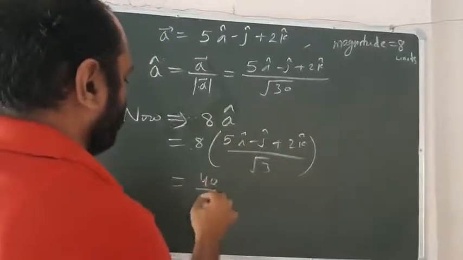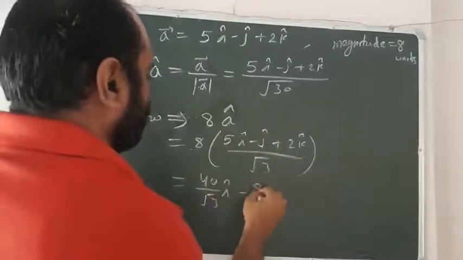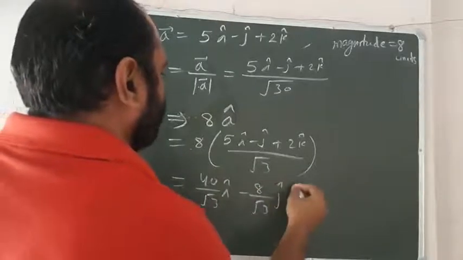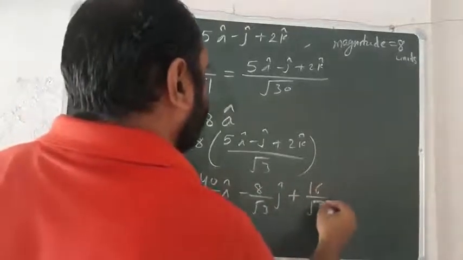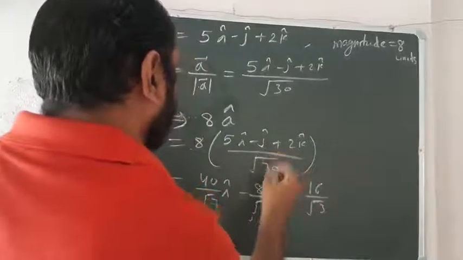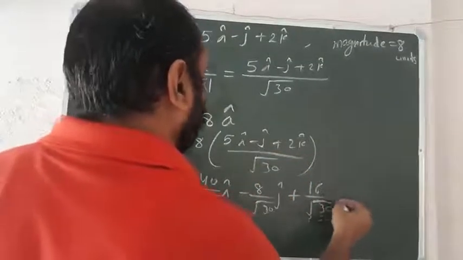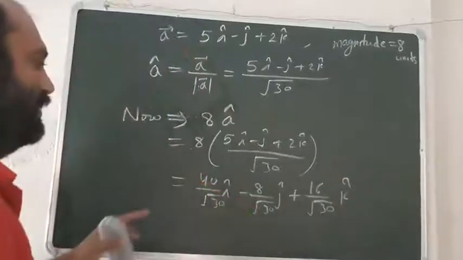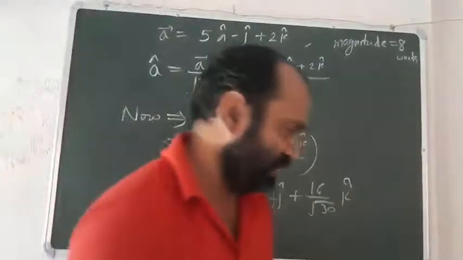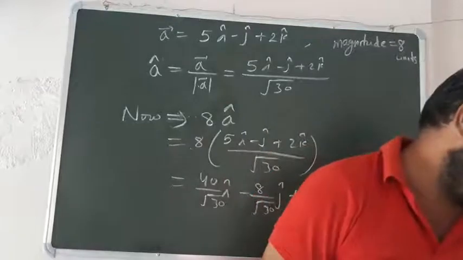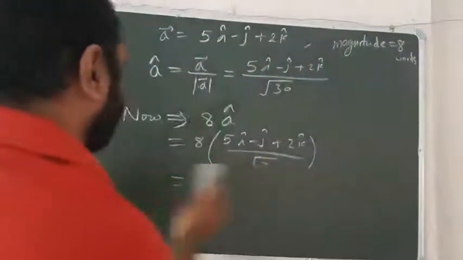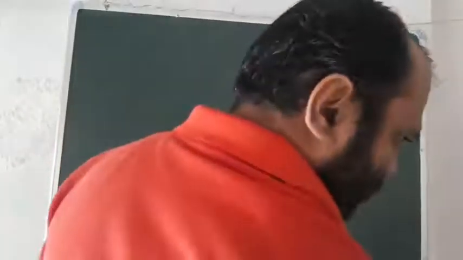So this is the right answer, that is 40 upon root 30 i cap minus 8 upon root 30 j cap plus 16 over root 30 k cap. Sorry, root 30, it is not 3, it is root 30. So this is your right answer for this question. Okay, now next question is question number 11. Show that the two vectors are collinear.